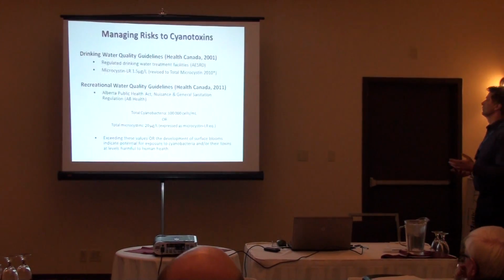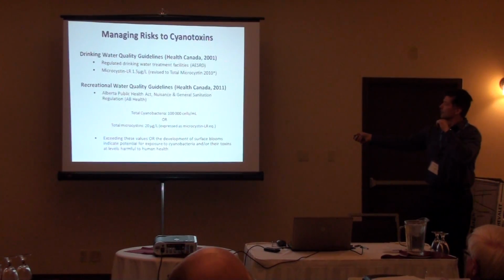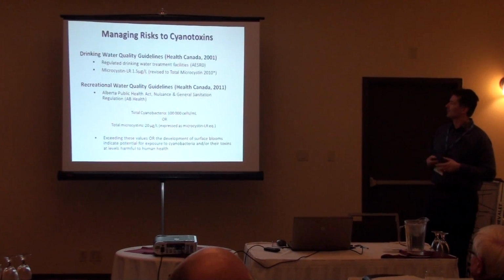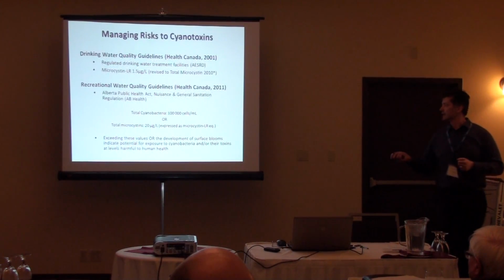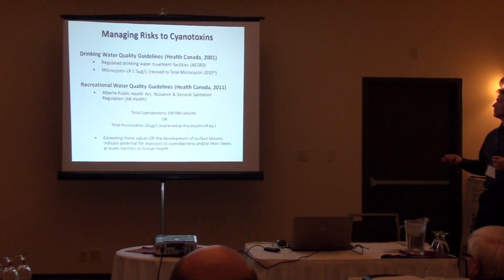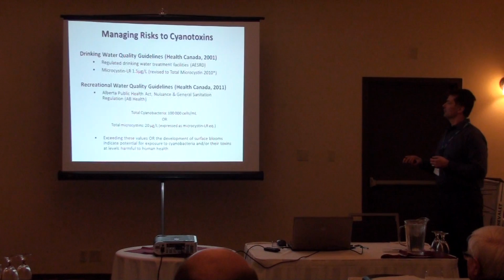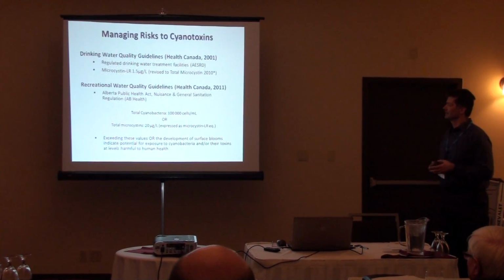So I'm going to just touch on managing the risks of cyanotoxins. First and foremost, Health Canada came up with a drinking water guideline in 2001. The Department of Environment at the time adopted the drinking water guideline for the regulated drinking water treatment facilities. The guideline was 1.5 micrograms per liter of microcystin.